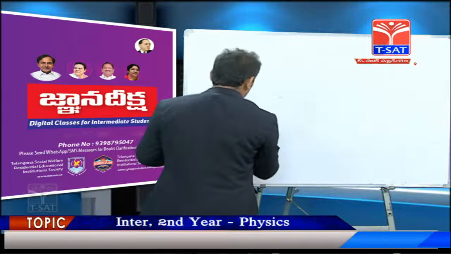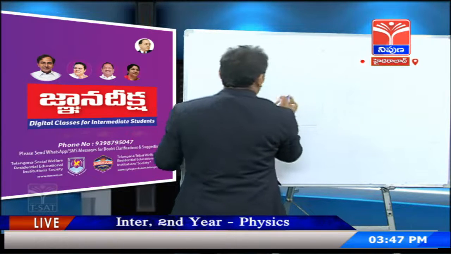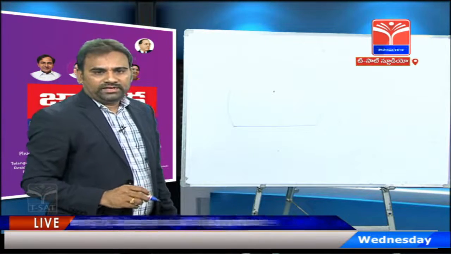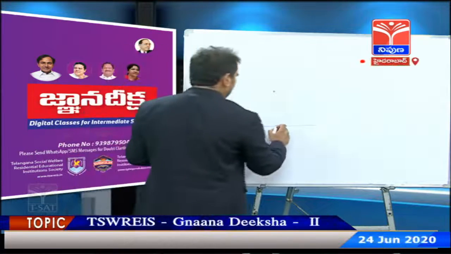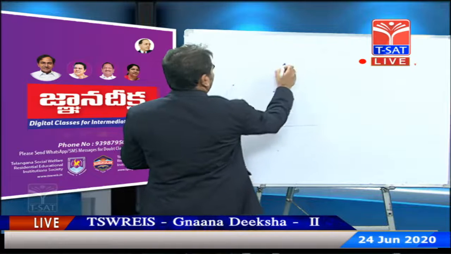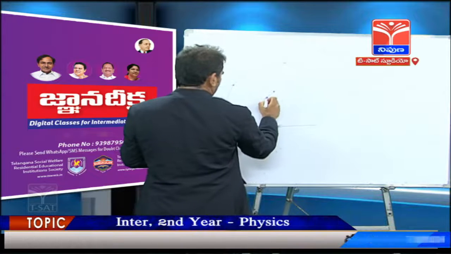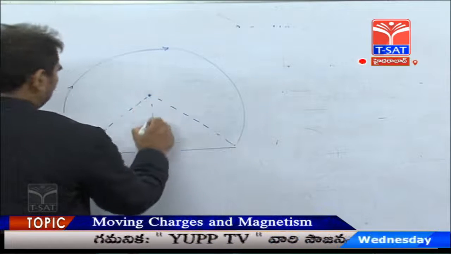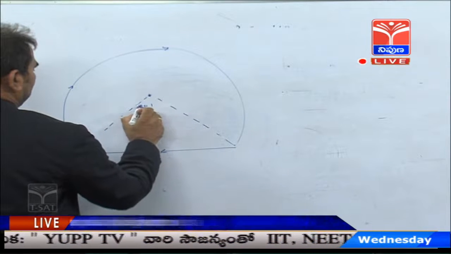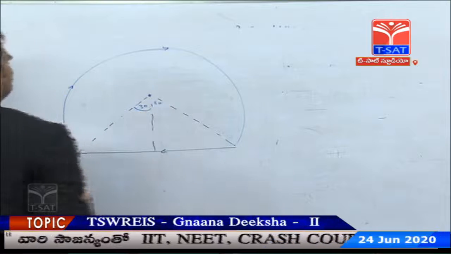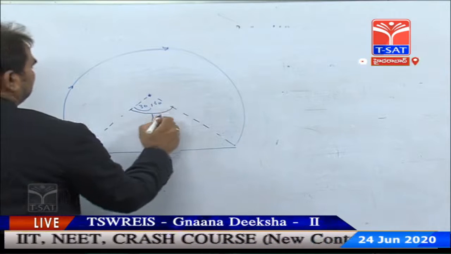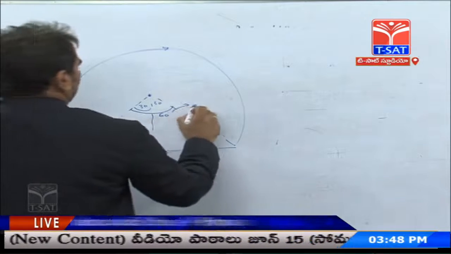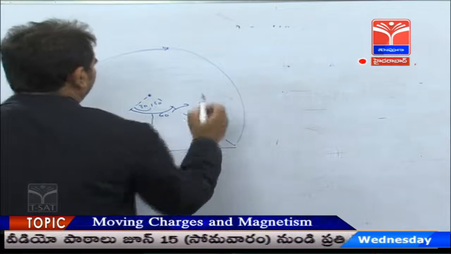We have to calculate the magnetic field induction at center O. So, here the current is flowing along the direction like this. This center would make some angles, 30 degrees and 30 degrees. This total angle is nothing but 60 degrees. 60 degrees means this is equal to pi by 3.